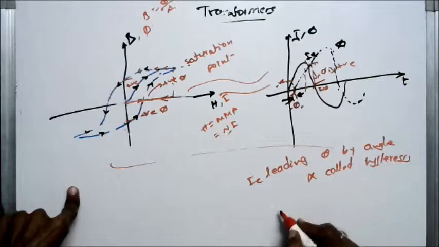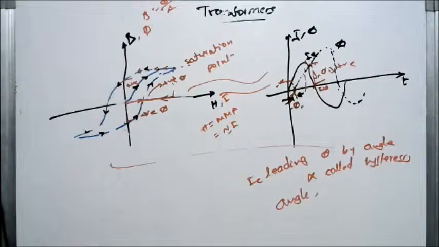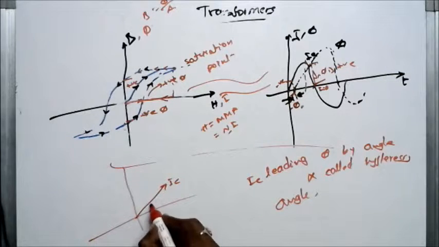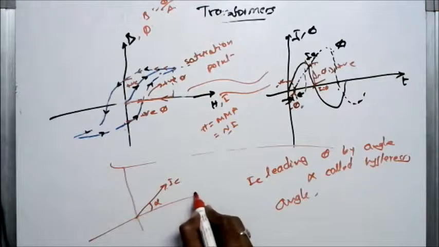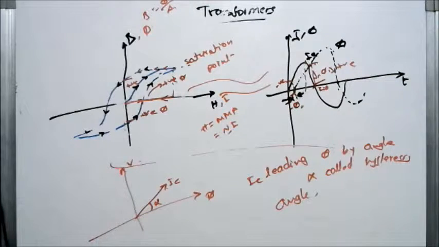From this, we will write the phasor diagram at the no load condition. That is, I is in this way. This is alpha. This is phi. This is V. That's all from this explanation.